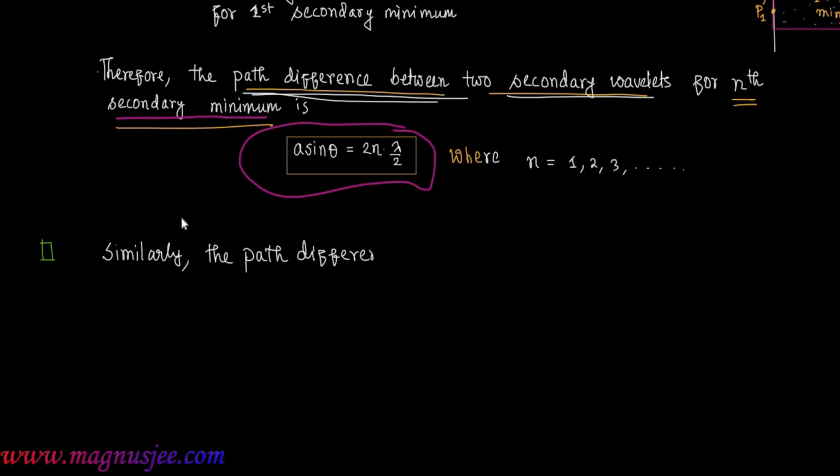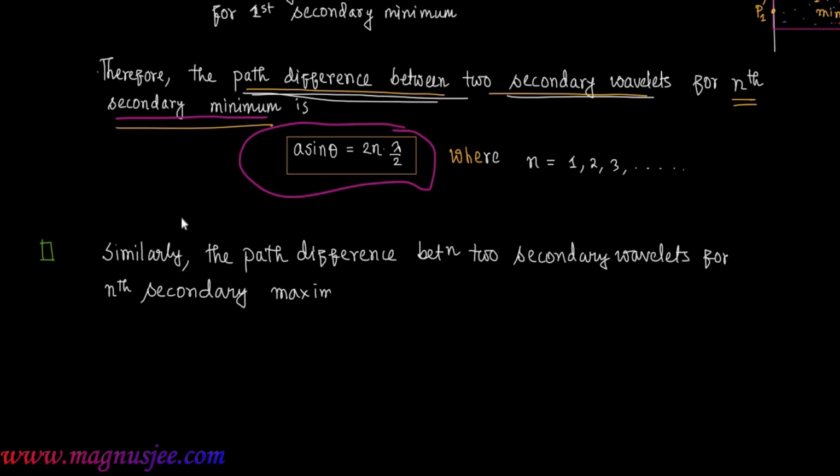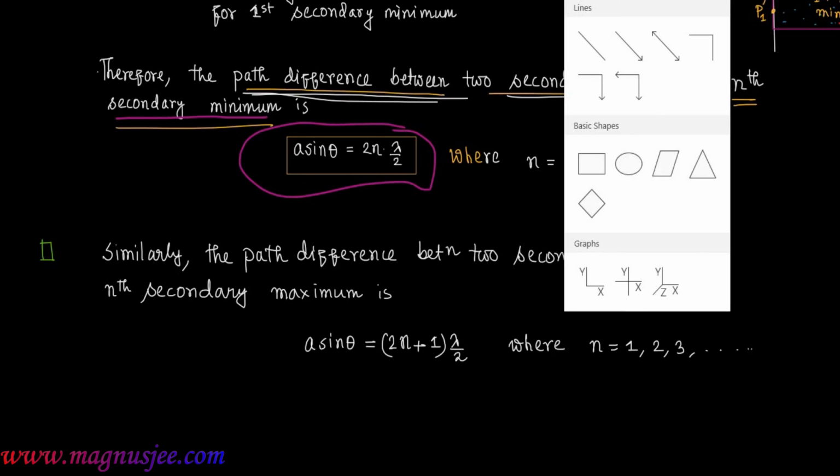Similarly, the path difference between two secondary wavelets for nth secondary maximum is a sin theta equal to (n plus 1) lambda by 2. A sin theta is equal to (n plus 1) lambda by 2, where n starts from 1, 2, 3, and so on.